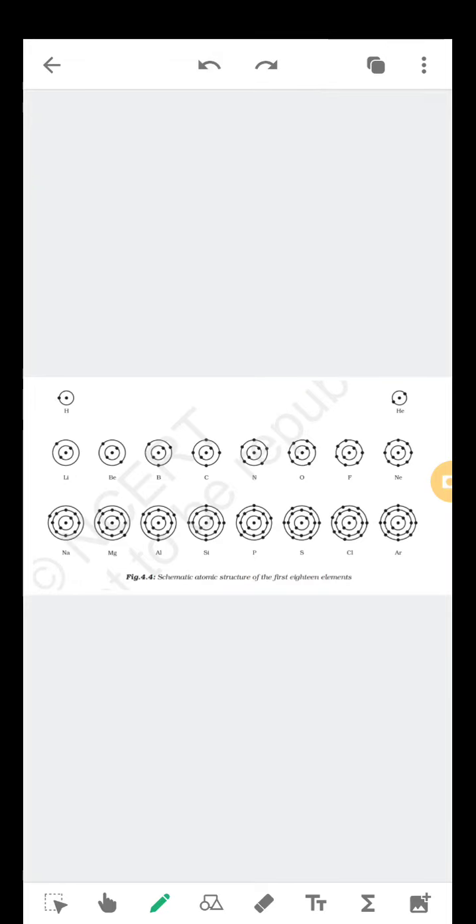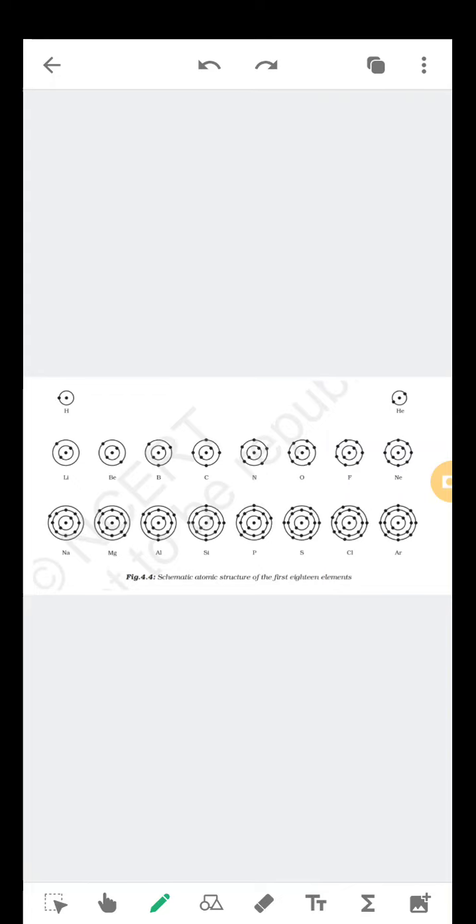Okay, so if you don't know the atomic number, you cannot find the electronic configuration, and if you cannot find the electronic configuration, you won't be in a state to solve the questions which will be asked. Okay, so we have revised everything in the last class.